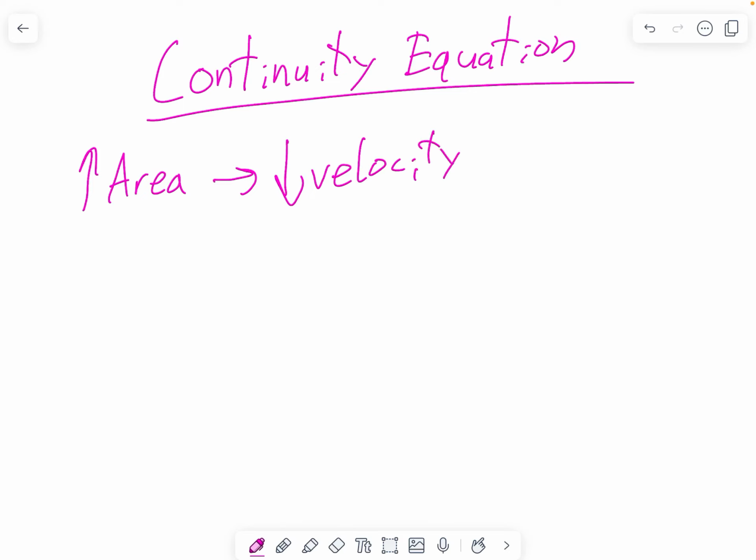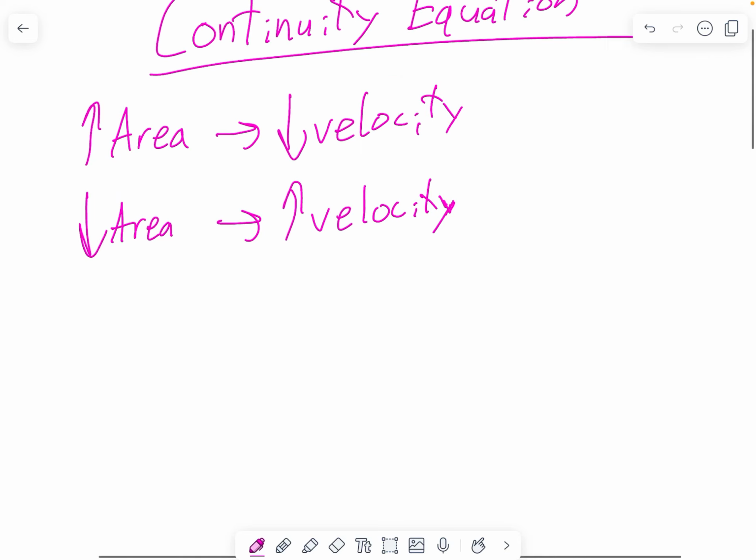So a big area, that means small velocity, or smaller velocity. And if you decrease the area of your pipe, then that makes your water go faster. So you increase the velocity. So that is the big idea from the FET. If you figure that out, you're on the right track, you're doing great.